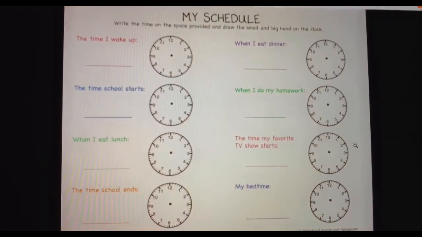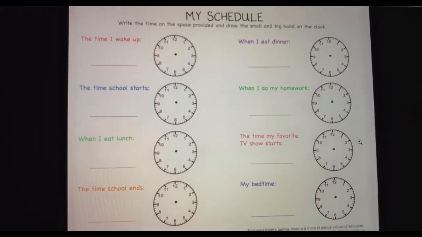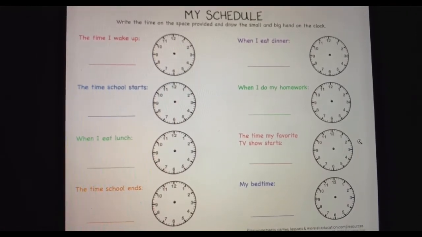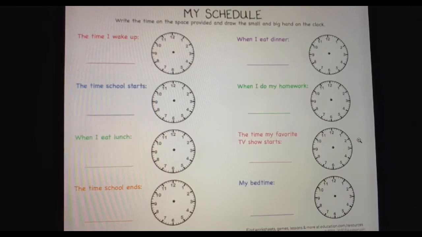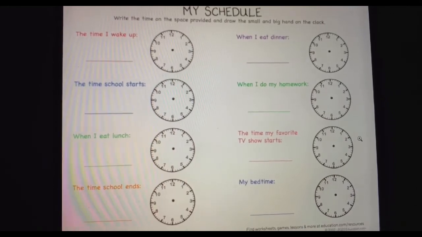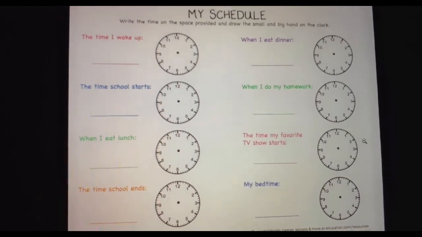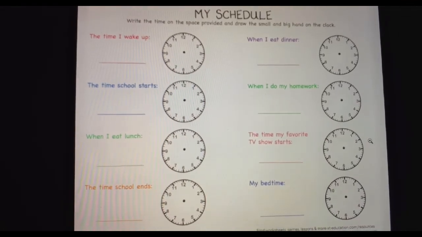So as promised, this is the worksheet they'll be doing. So things like time I woke up, the time school starts, when I eat lunch, what I eat for dinner, when I do my homework, my bedtime. This will allow students to be able to incorporate this into their daily life.